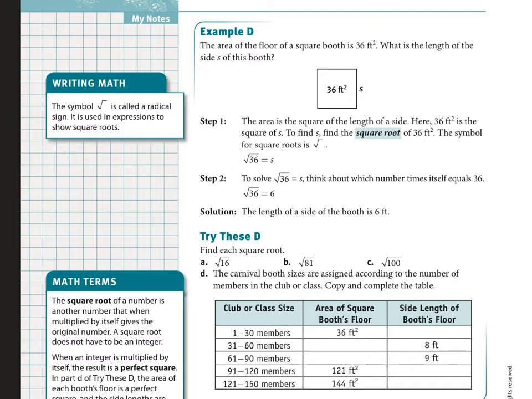So there's a special symbol called a square root symbol that you see right here, or a radical symbol, sometimes they call it. To solve that, you need to think to yourself, what number times itself equals 36? Of course the answer is 6, because 6 times 6 equals 36. Let's see if we can answer a few more.